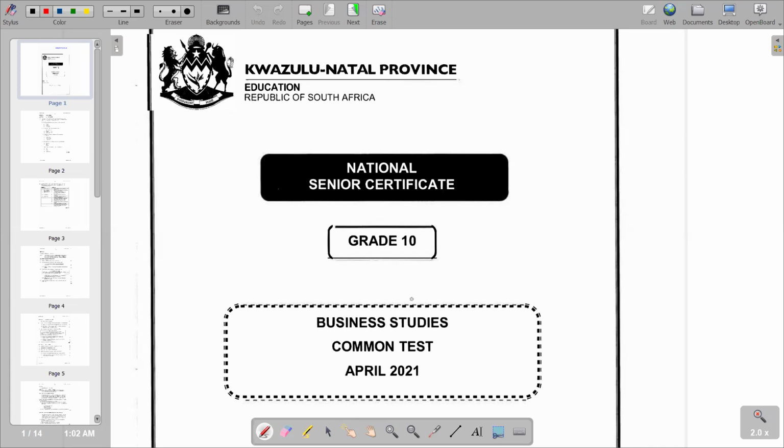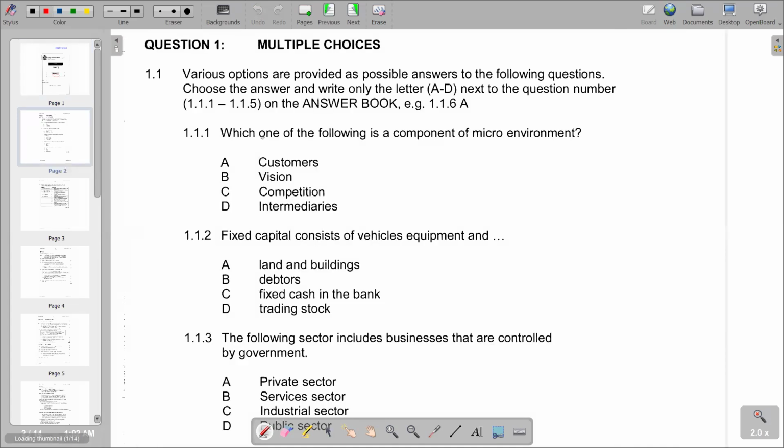Today, we want to look at the common test of April 2021. This is a common test from the province of KwaZulu-Natal. We are going to look at Section A only, according to this video. We're going to start on the multiple choice section, where it reads various options are provided as possible answers. I can follow the question number.